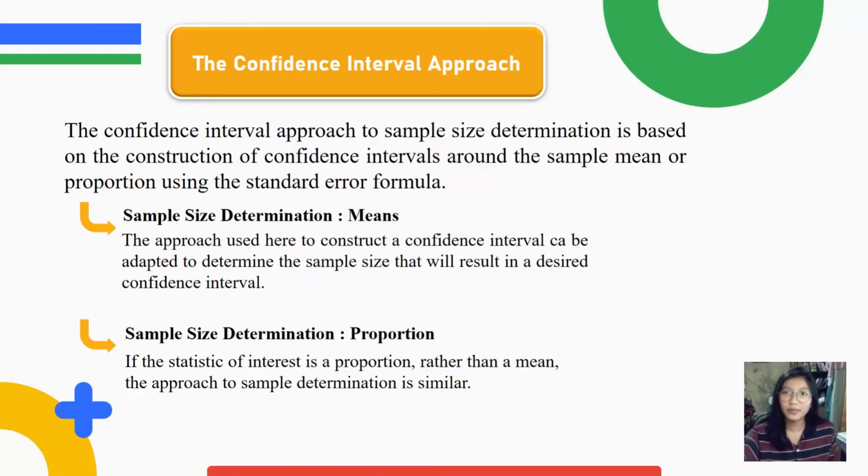The confidence interval approach. The confidence interval approach to sample size determination is based on the construction of confidence intervals around the sample mean or proportion using the standard error formula. Sample size determination, means. The approach used here to construct a confidence interval can be adapted to determine the sample size that will result in the desired confidence interval. Sample size determination, proportion. If the statistic of interest is a proportion rather than a mean, the approach to sample size determination is similar.